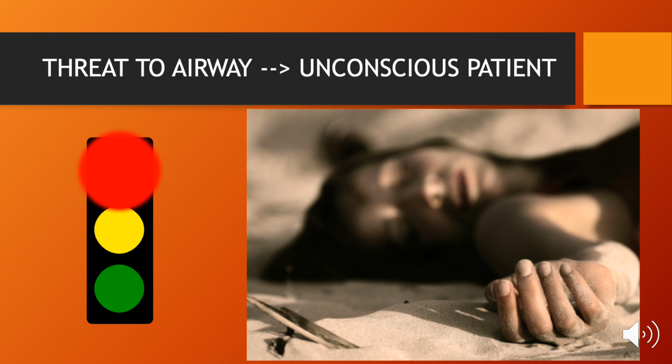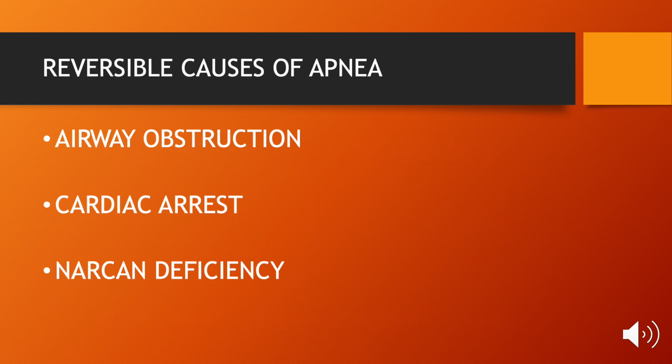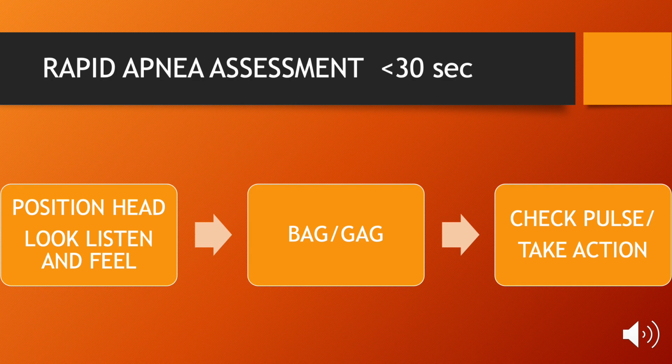An example of a red airway is the unconscious patient. The approach to the unresponsive patient is to look at them and say, is the patient breathing? If the patient is not breathing, you need to check and see if there's a reversible cause. Reversible causes of apnea include airway obstruction, cardiac arrest, and Narcan deficiency. It takes less than 30 seconds to sort this out.